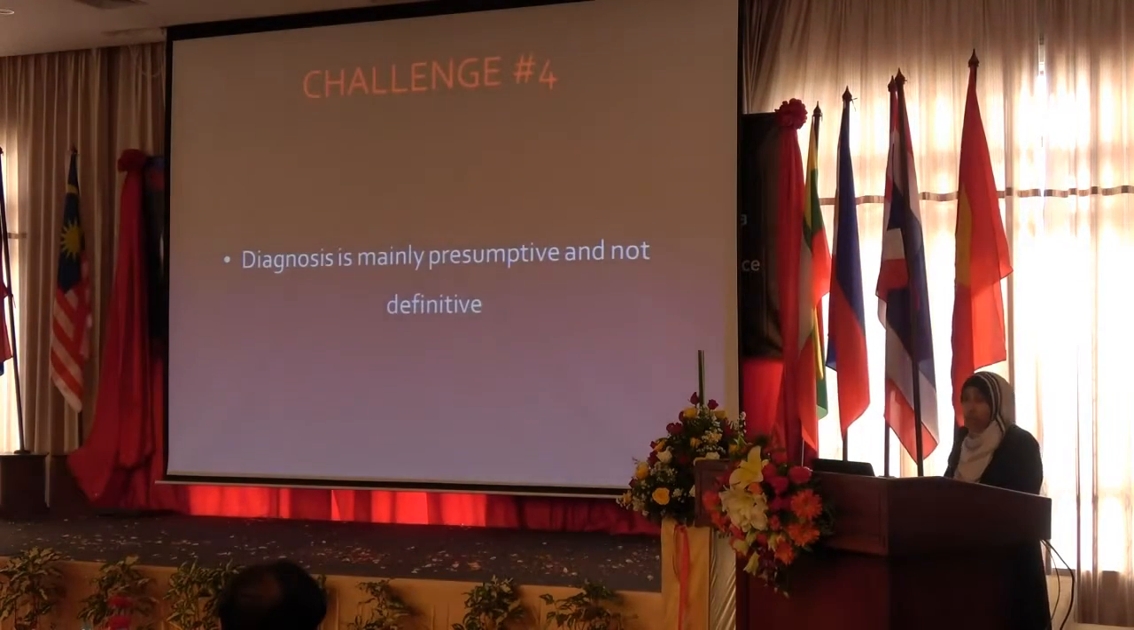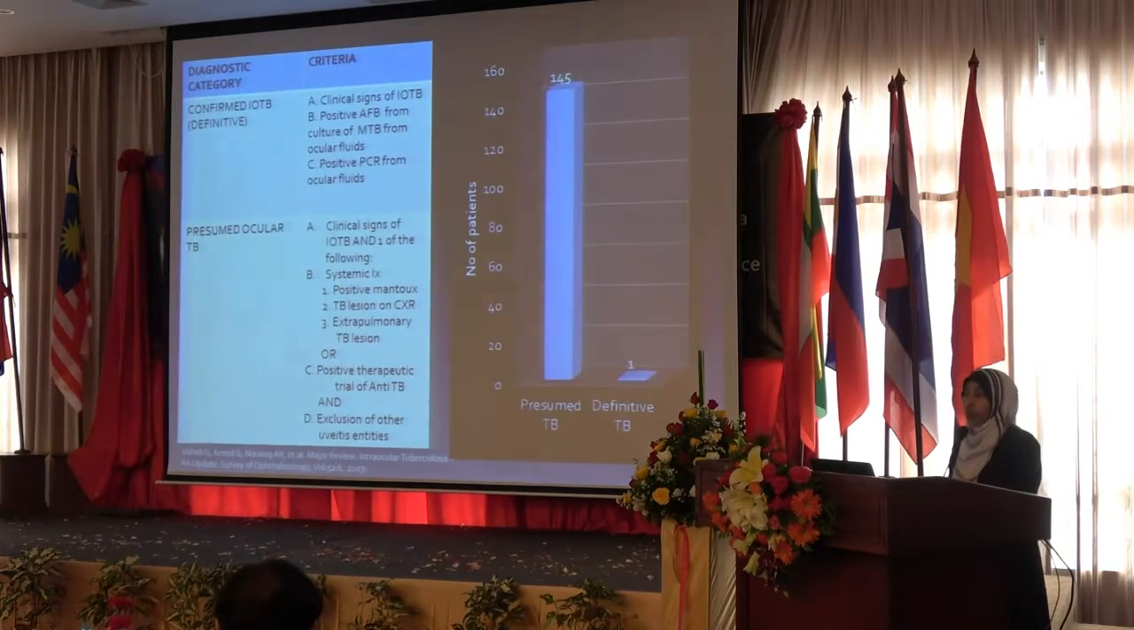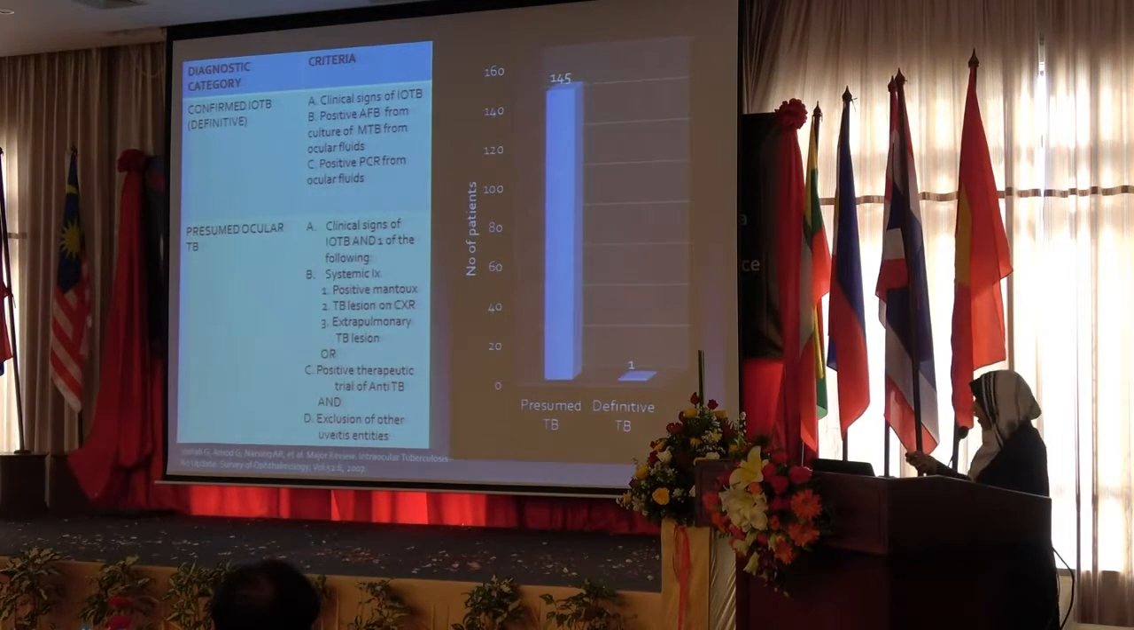So the fourth challenge, looking at that data, is that our diagnosis is mainly presumptive and not a definitive diagnosis. So probably we are overdiagnosing our patients. In the latest recommendation for diagnostic criteria for intraocular TB, confirmed intraocular TB is when there is a positive PCR or a positive culture, and presumed ocular TB is when there are signs of TB with either a positive MEN2, chest X-ray positive, or any other extrapulmonary TB lesion, or a positive therapeutic trial of anti-TB.